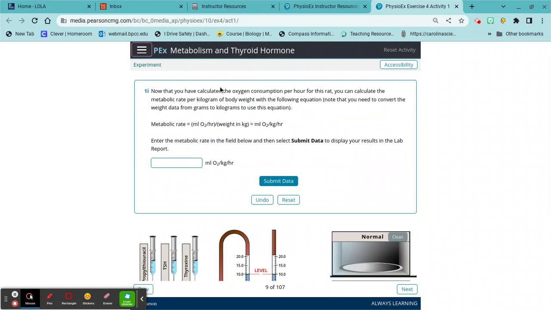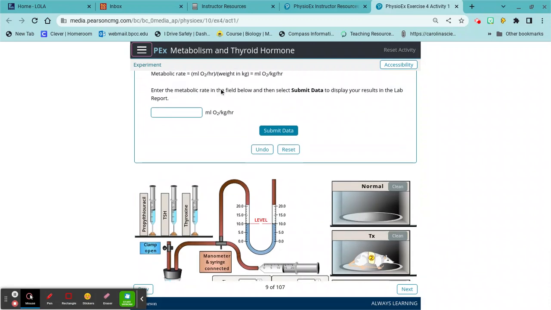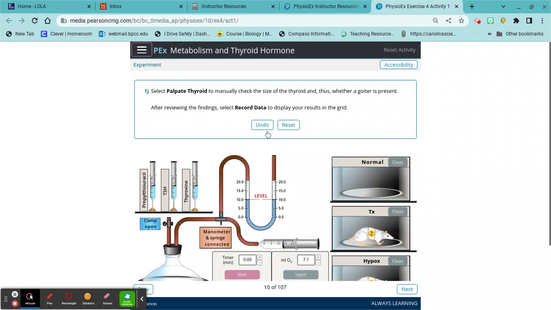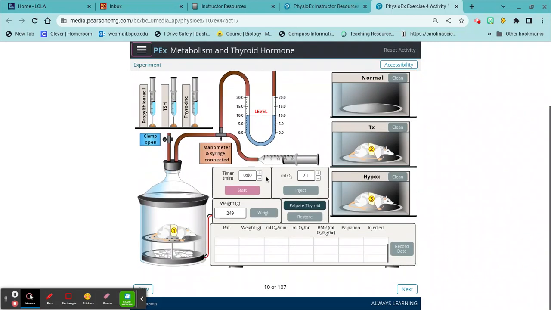honestly, I can't even remember now, but we can redo it again. So 7.1 divided by 60, and then we're going to times that by our 0.249 kilograms, and that should give us 0.02. I'm not really doing a very good job of worrying about significant figures here, so I'm just going to put it in and let's submit it and see how we go.